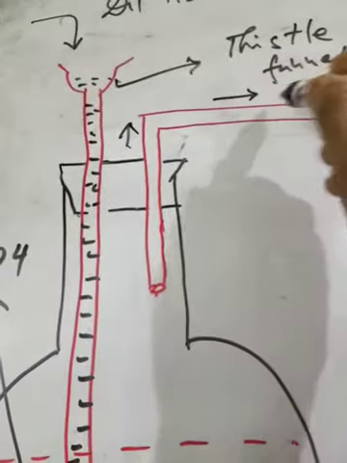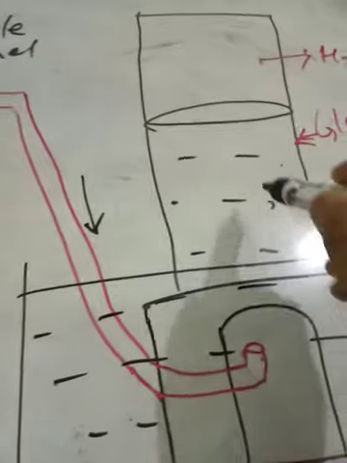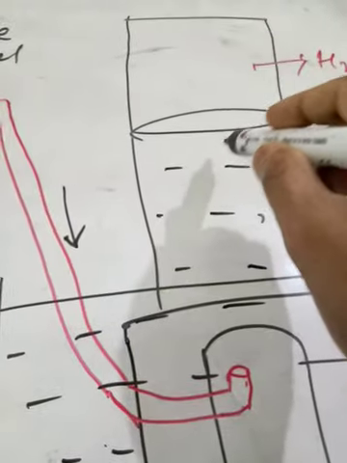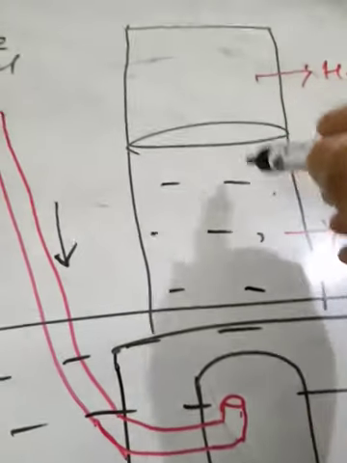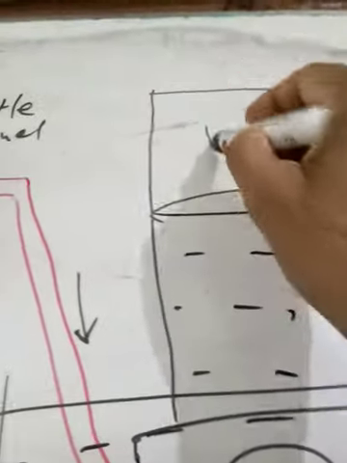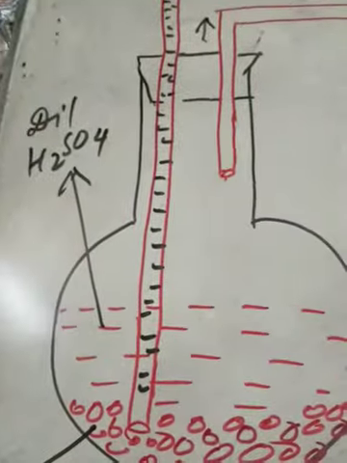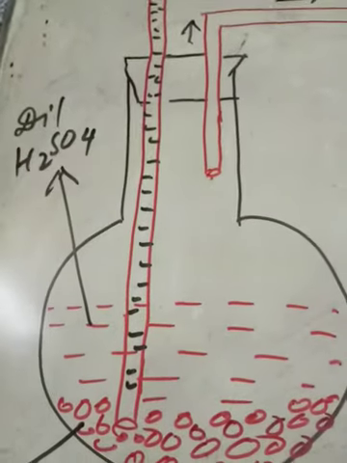Hydrogen gas will escape through this side tube, and then it will be collected over water by downward displacement of water. Water will come downwards and hydrogen gas will go here. This is hydrogen gas. So in this way hydrogen gas is prepared in the laboratory.